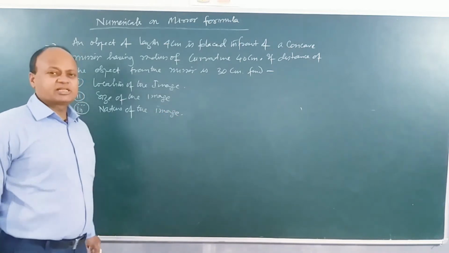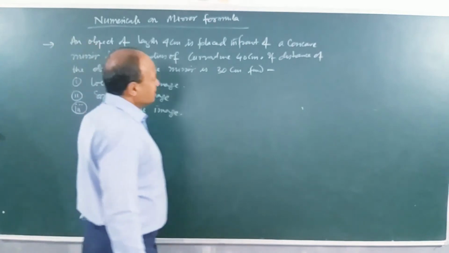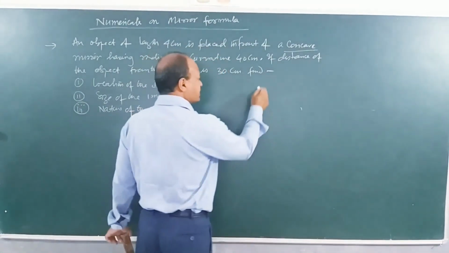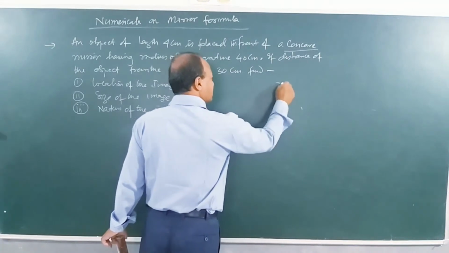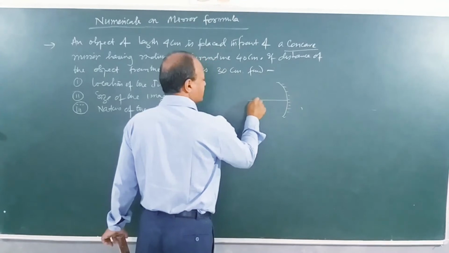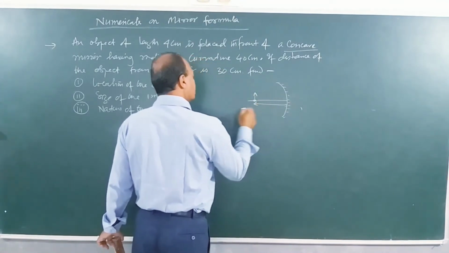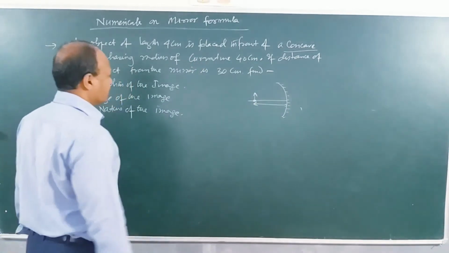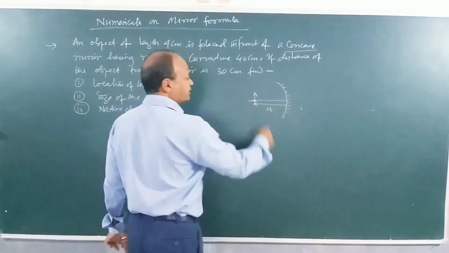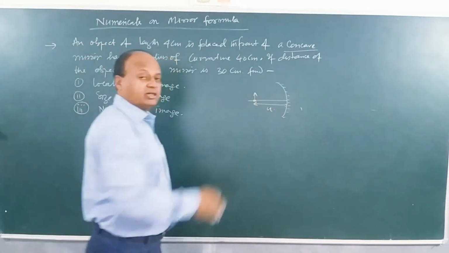Children, when you're taking numerical in physics, we should try to visualize the problem. They're saying a concave mirror. So we can try to visualize the problem. This is the concave mirror. Object is here. This is U. U is given to us 30 centimeters. Focal length of concave mirror is always negative, because the radius of curvature is on the left.